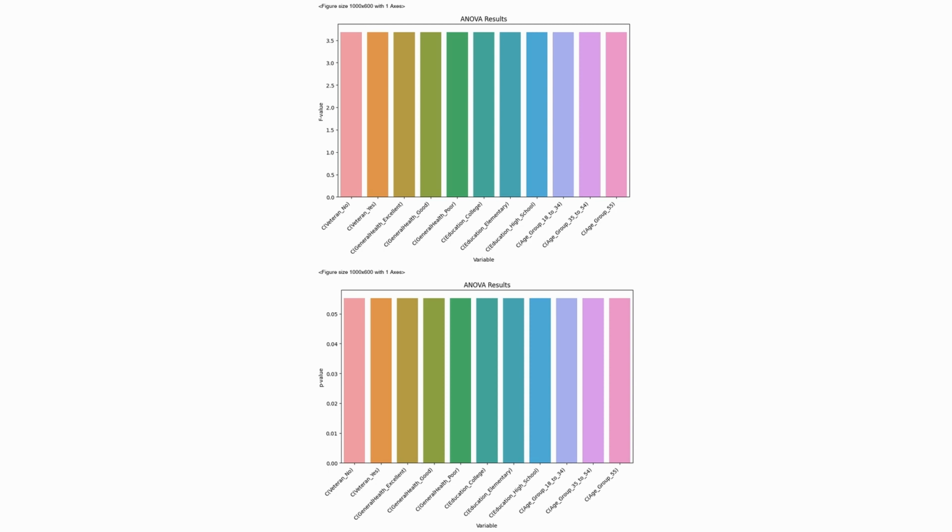In this script, the correlation matrix is being computed for the dataset labeled BRFSS. This matrix illustrates the correlation coefficients among the various variables in the dataset.